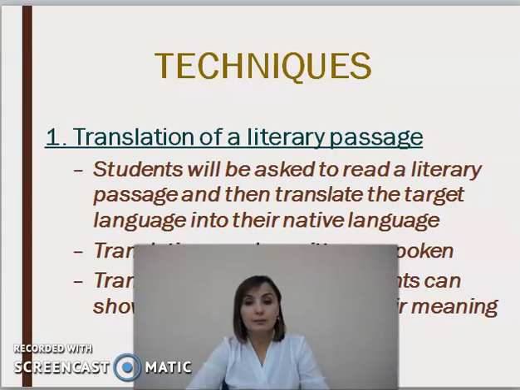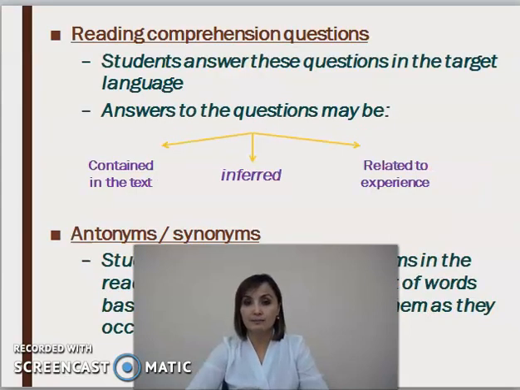Techniques. Translation of a literary passage. Students will be asked to read a literary passage and then translate the target language into their native language. Translation may be written or spoken. Through translation, the students can show that they understand the meanings.